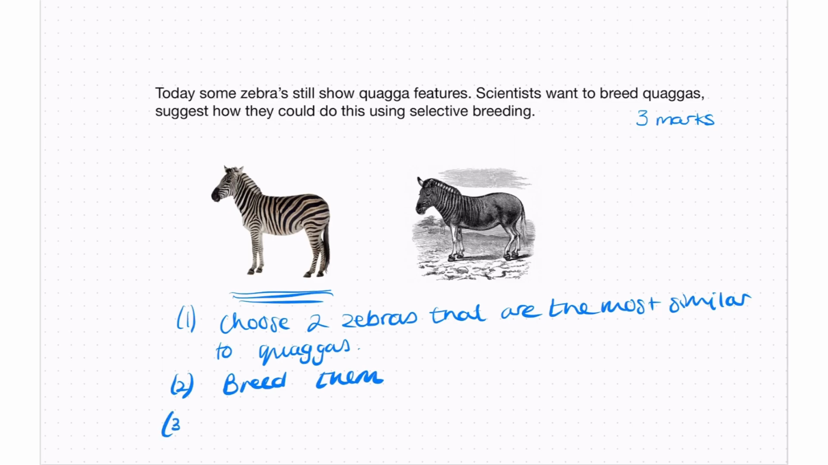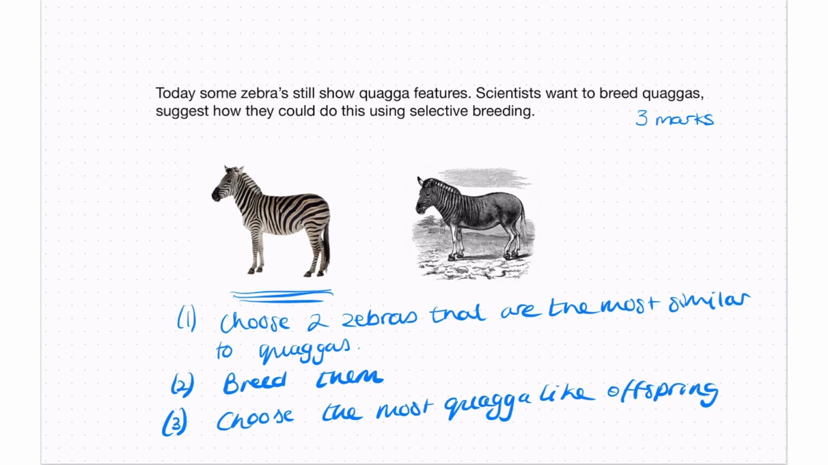Okay, and once you've bred them, you're going to choose the most quagga-like offspring. Okay, and you're going to breed from them. So that's the 3rd mark there. But to finish the sentence off, what you can also say is choose the most quagga-like offspring and repeat the process. Okay, that gives a very, very clear answer to selective breeding.